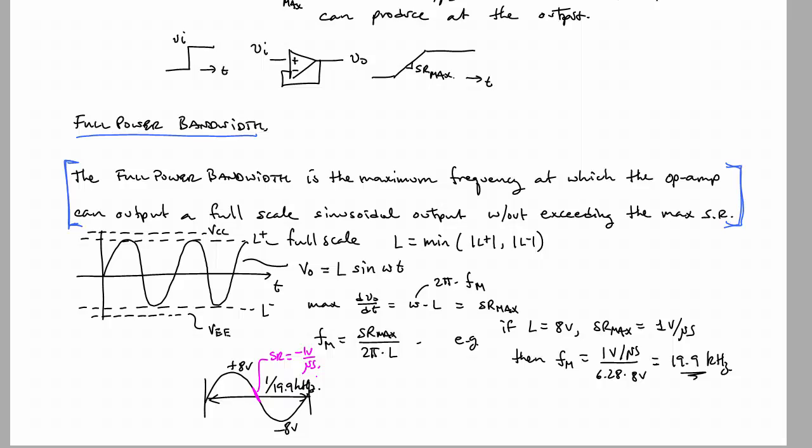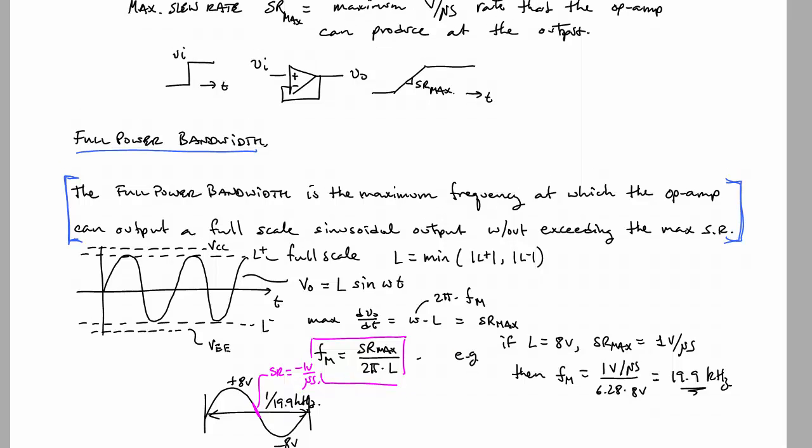So when you're trying to design or determine what the full power bandwidth of the op-amp is, instead of measuring this directly, you figure out what the slew rate of the op-amp is, and then you figure out what the limits are. What is L plus and what is L minus? If it turns out that L plus is 9 volts and L minus is minus 8 volts, then you're going to use 8 volts. If it turns out that it's 9 volts and minus 9.5 volts, then you're going to use 9 volts. You put those two together and you can calculate the full power bandwidth from that.